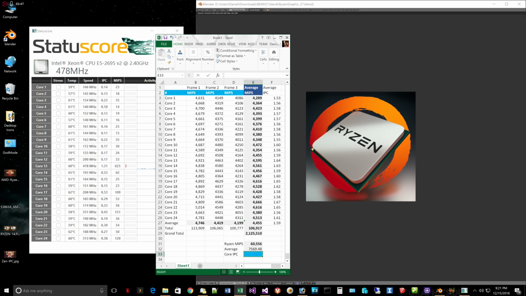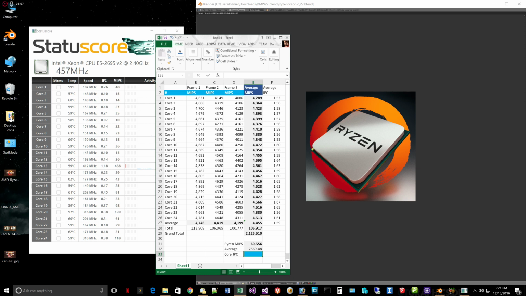processor. Do keep in mind that this processor was at 2.8 gigahertz during the benchmark. Ryzen is at 3.4, so it would be expected that it would score higher. But this is very, very encouraging. So, but anyway, here we are. We are now just one step away from being able to reveal the core IPC of the Zen processor.